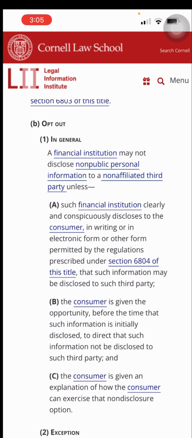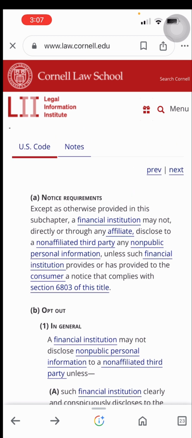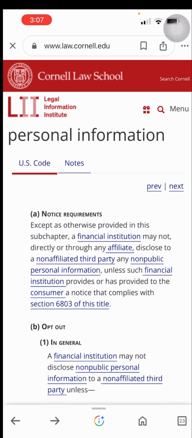B, the consumer is given the opportunity before the time that such information is initially disclosed to direct that such information not be disclosed to such third party. So it's telling you right there, you have the option to opt out of transactions being reported, such as late payments. You have the option to opt out of any type of information being reported to your consumer report. It's telling you that. A financial institution may not disclose non-public personal information. So it's not about what you know, it's what you can prove.